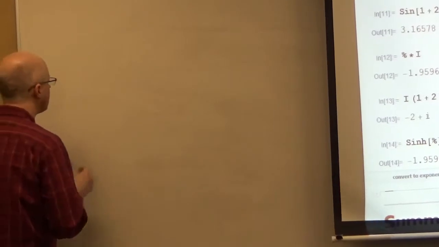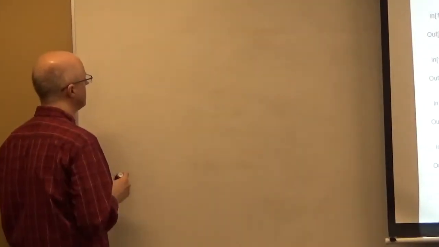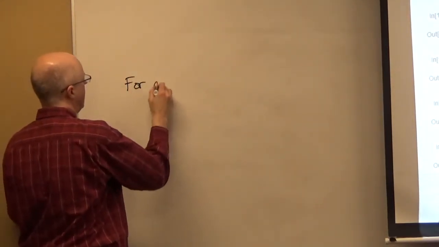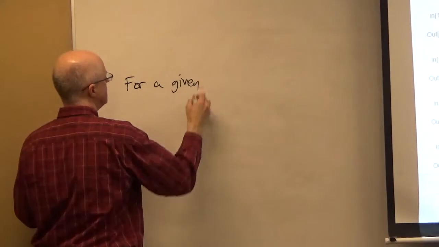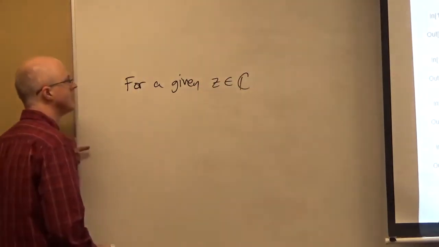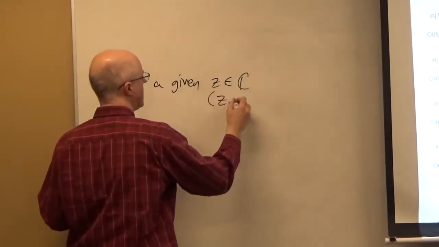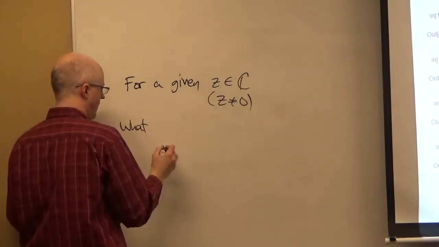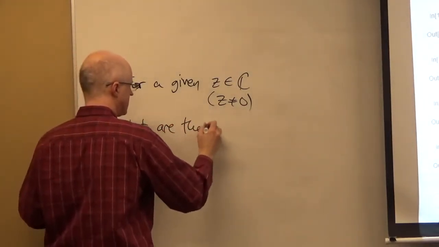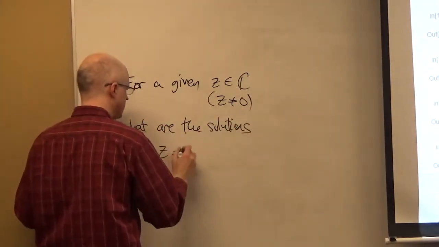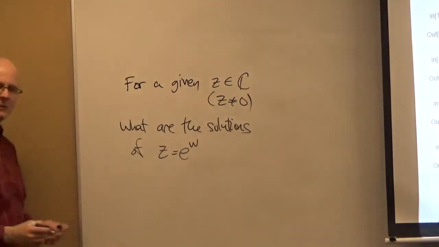Introduction to the complex logarithm. For a given point z, z non-zero, what are the solutions of the equation z equals e to the w? In other words, what values of w will make that true?